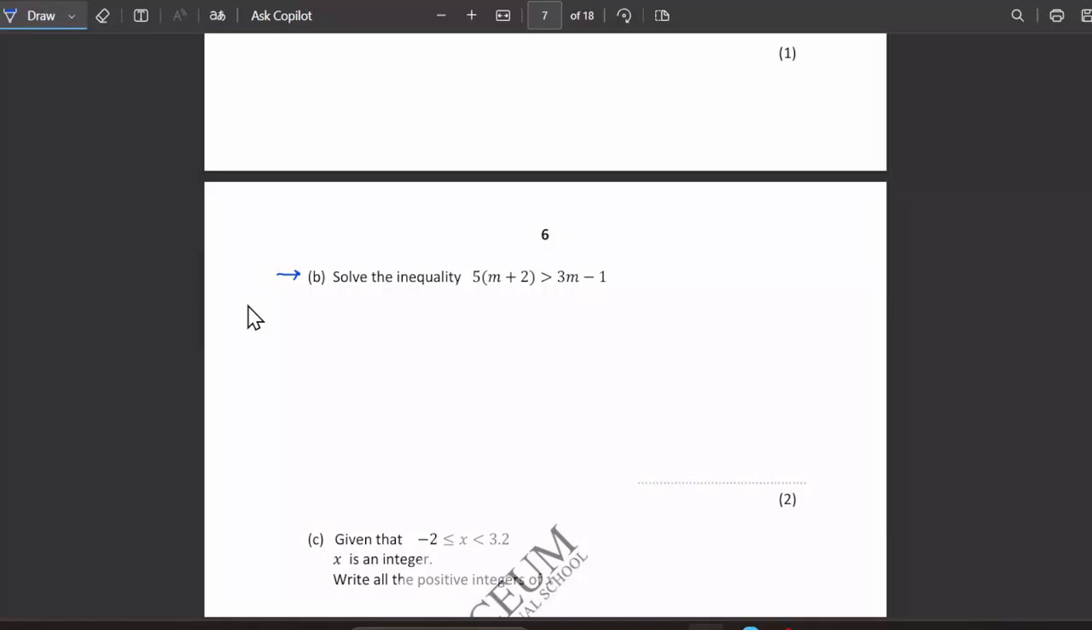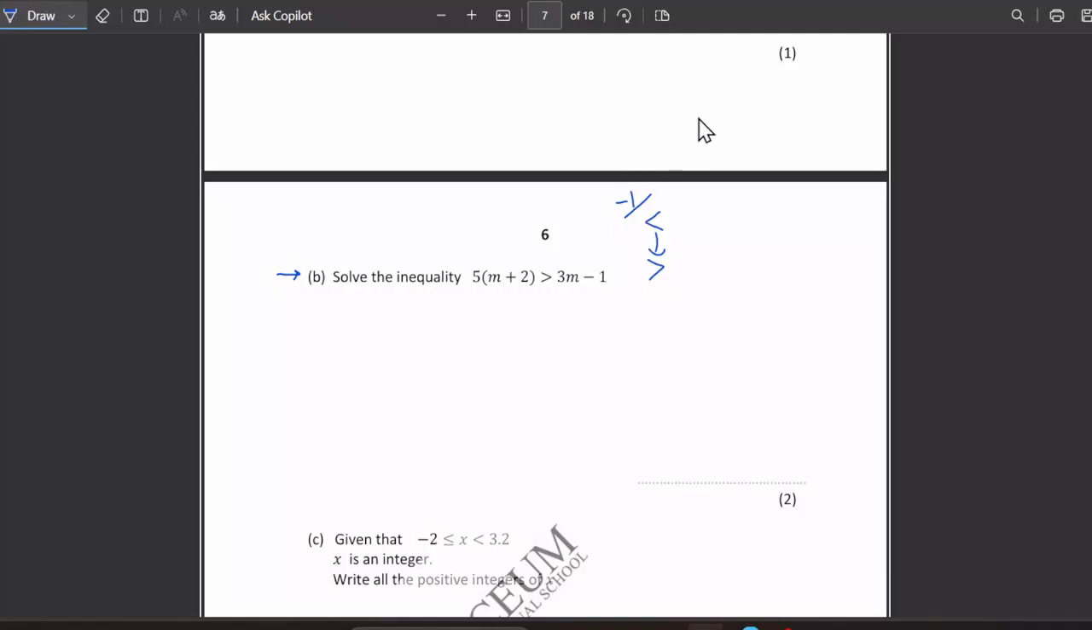Then let's go to the B part. Solve the inequality. Just think of this as an equal sign and do the work. When you solve an inequality, what you have to remember is if you multiply both sides by a minus number or minus sign, you have to interchange the unequal sign. So if the initial unequal sign was lesser than, then after you multiply by a negative number, you have to change it to this.